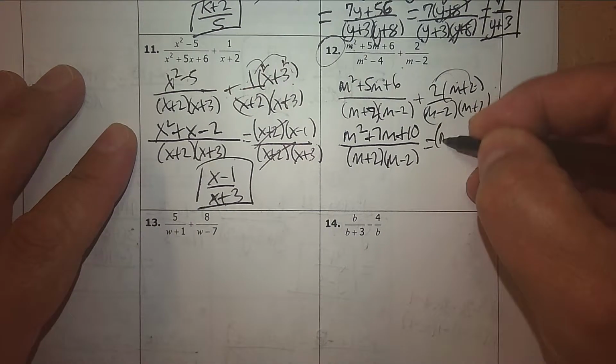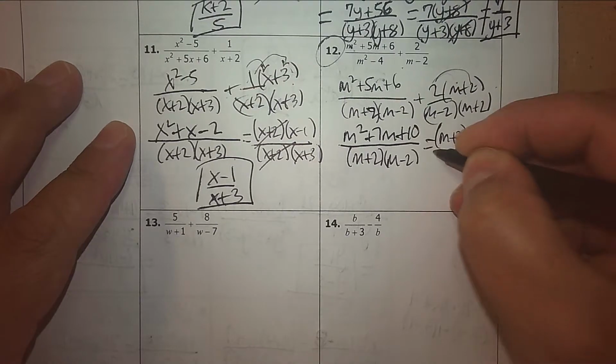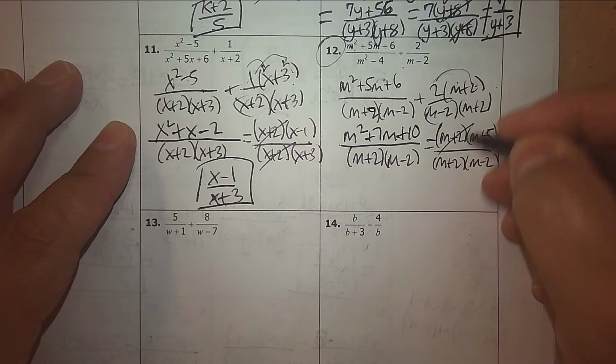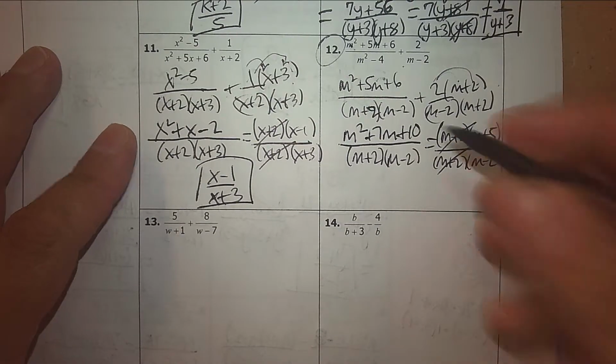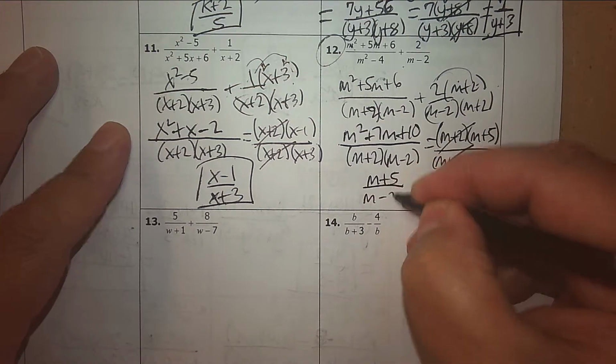So what two numbers multiply to 10 and add to 7? 2 and 5. So M plus 2 strikes out, and your final answer is M plus 5 over M subtract 2.